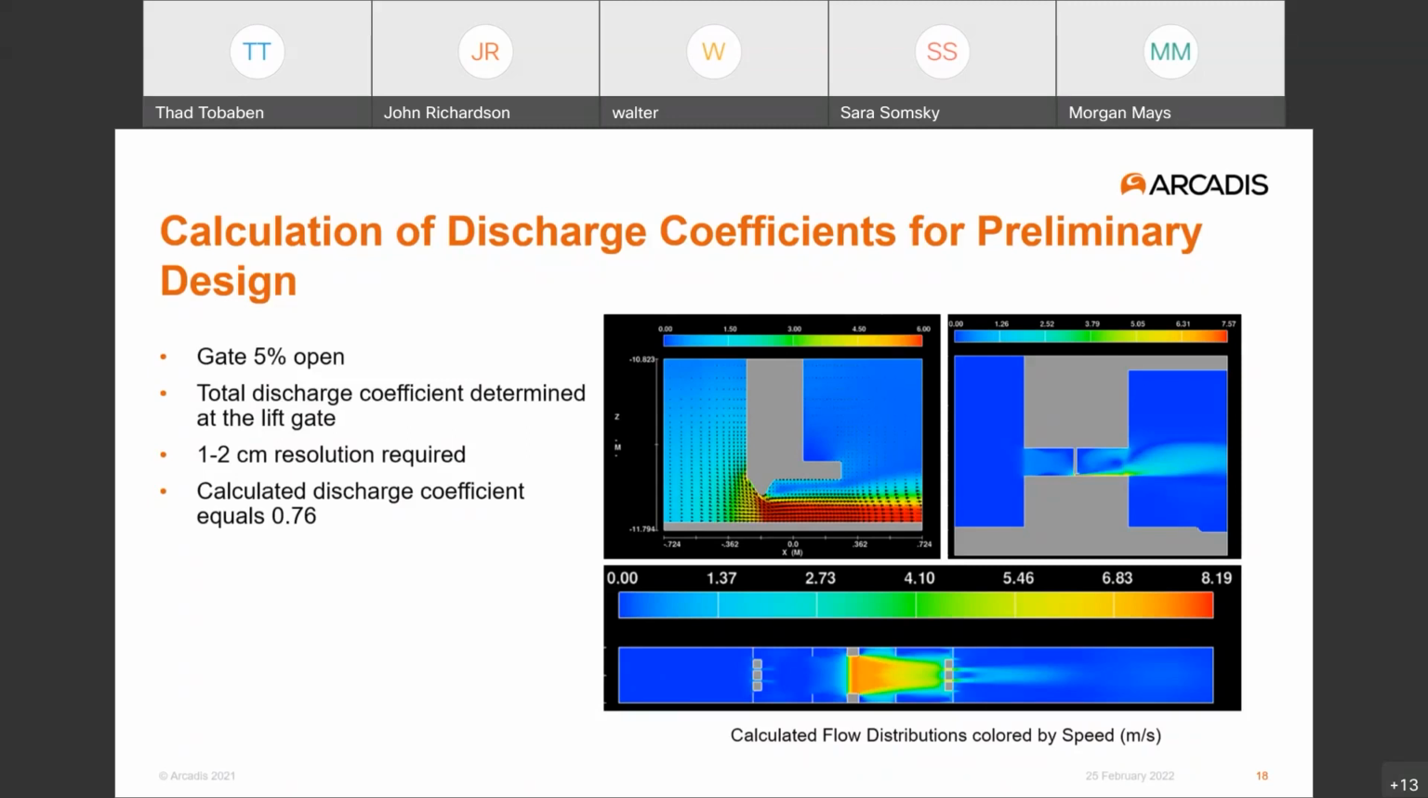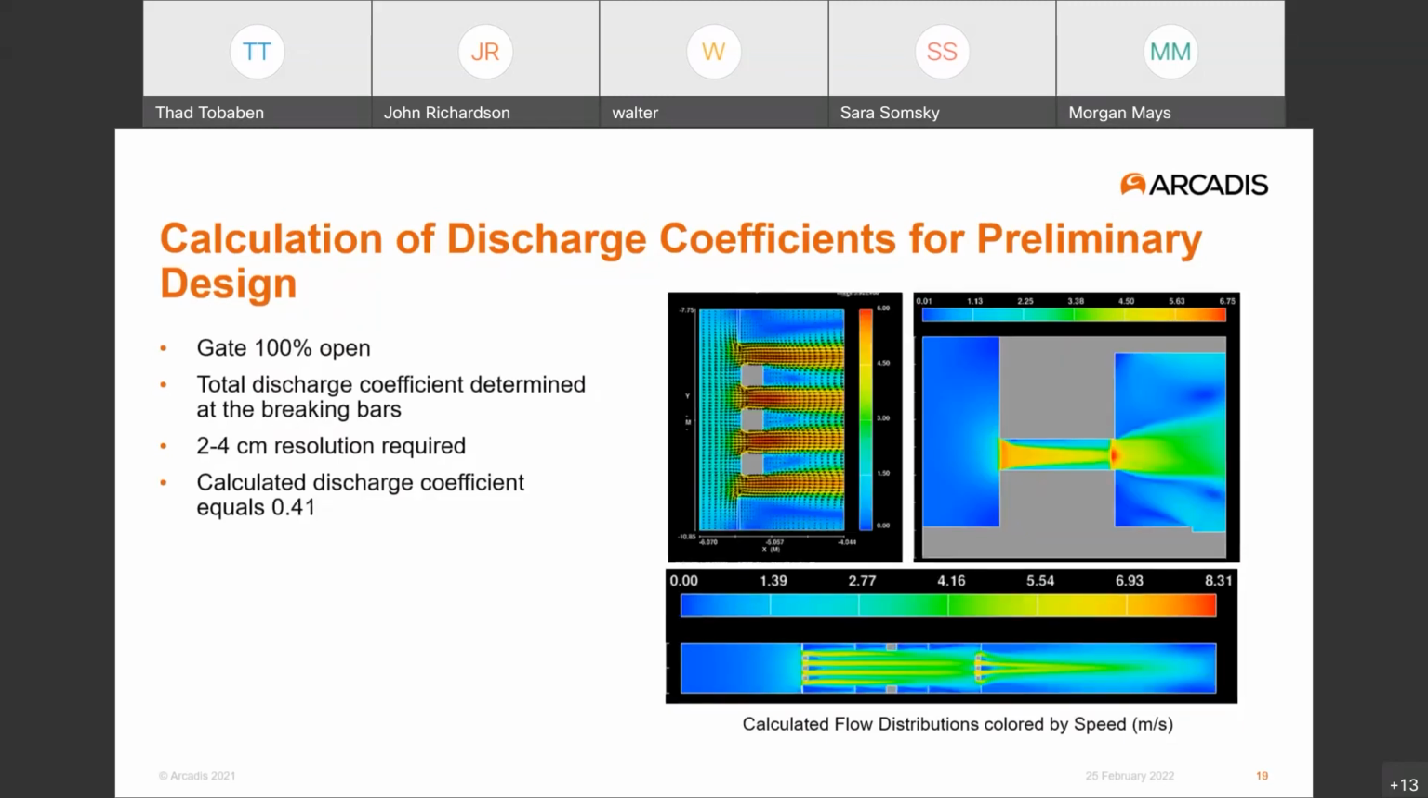The image on the bottom shows a plan view cut at a horizontal plane just above the floor of the opening, and so you can see how the flow accelerates significantly as it goes underneath the gate, and then the image on the upper right is showing a side view through the gate for this condition. As I mentioned before, what I wanted to do was contrast the discharge coefficient calculated for this case, which was 0.76, with the one that's calculated for a 100% open case.